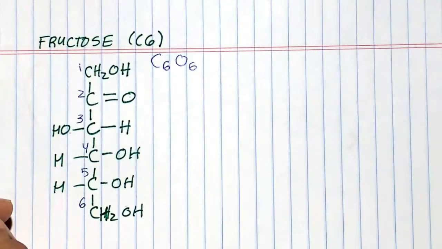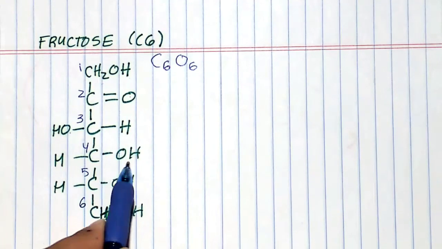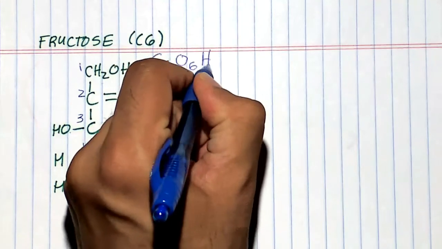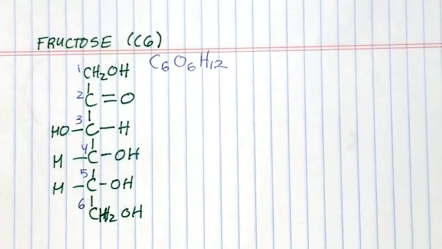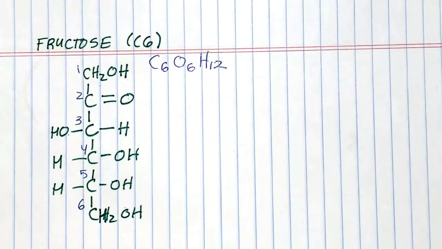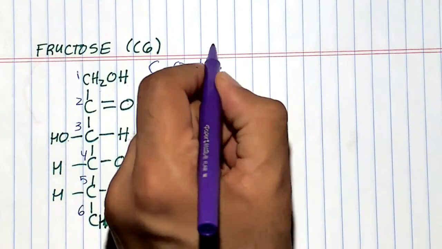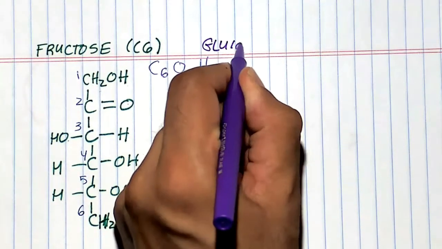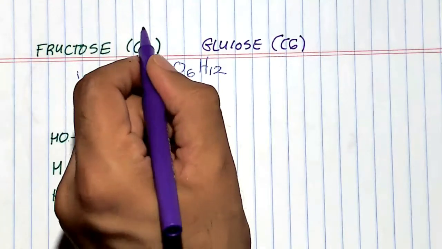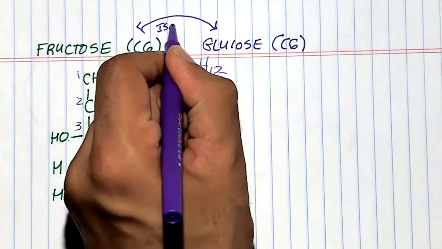C6O6. And how many hydrogens do we have? We have 1, 2, 3, 4, 5, 6, 7, 8, 9, 10, 11, 12. We have 12 hydrogens. Well, C6O6H12 is also the formula for what other sugar? Okay. Well, you guessed it, glucose. That's another C6 sugar. So fructose and glucose are isomers.